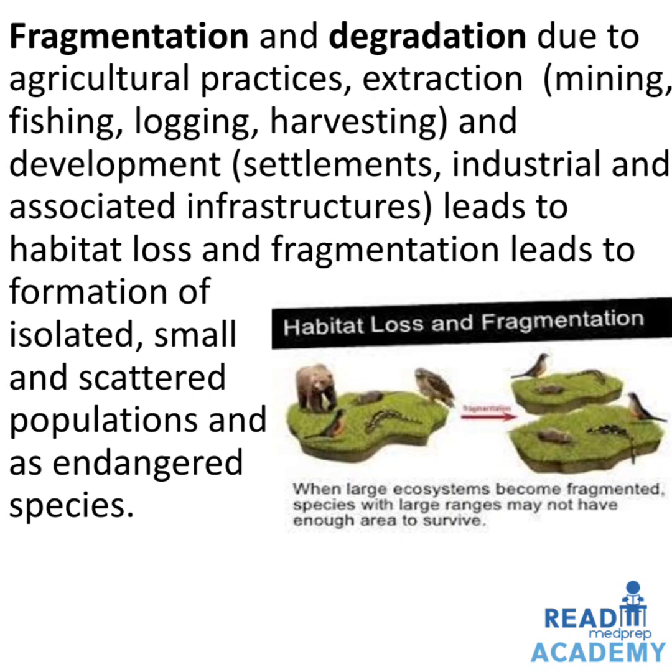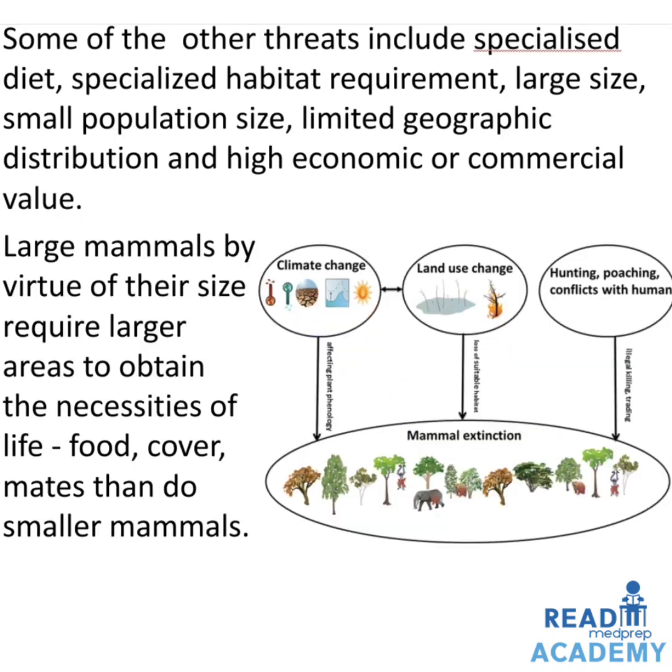Habitat loss and fragmentation: you can see in the image how a large habitat is fragmented. When large ecosystems become fragmented, species with large ranges may not have enough area to survive. Some of the other threats include specialized diet, specialized habitat requirement, large size, small population size, limited geographical distribution, and high economic or commercial value.